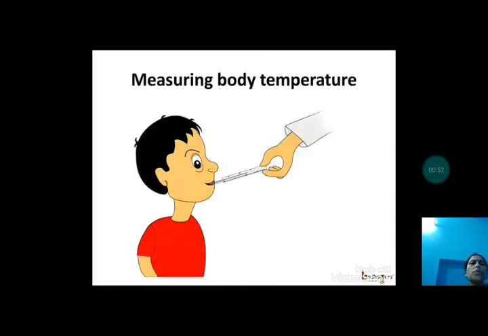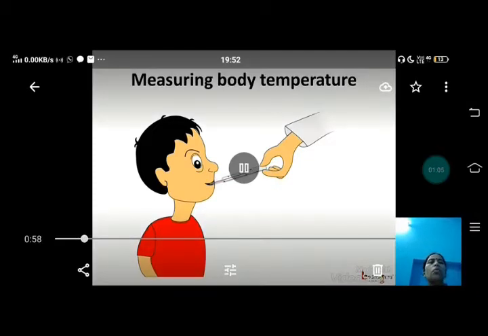When you suffer from fever, when your body becomes warm, then what happens? Your body becomes hotter than normal. And to know how hot or cold your body is, what your parents do is they put a thermometer in your mouth so that the temperature can be measured.